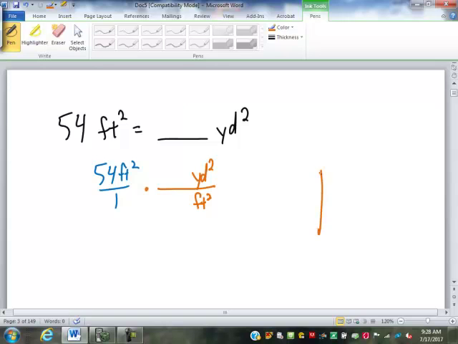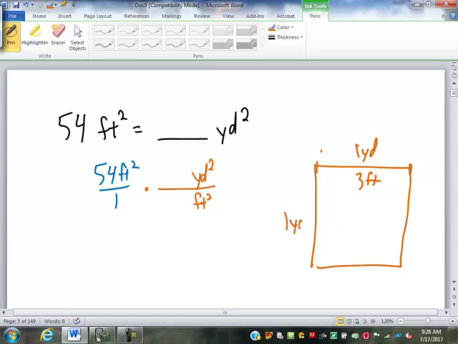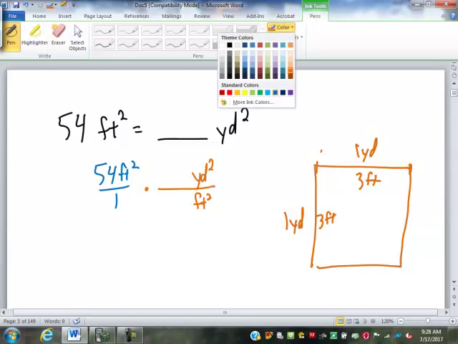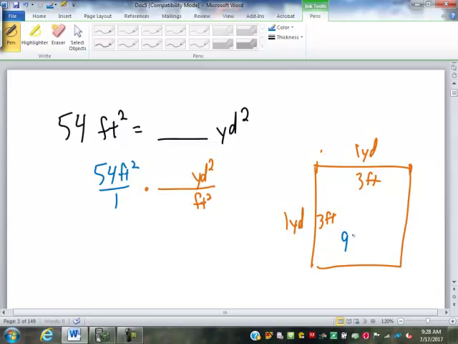Well, if this were linear yards, if this is 1 yard, how many feet are in 1 yard? That's 3 feet. So a square yard, being 1 yard by 1 yard, is 3 feet by 3 feet, which is 9 square feet in 1 square yard. So over here, 1 square yard is 9 square feet.